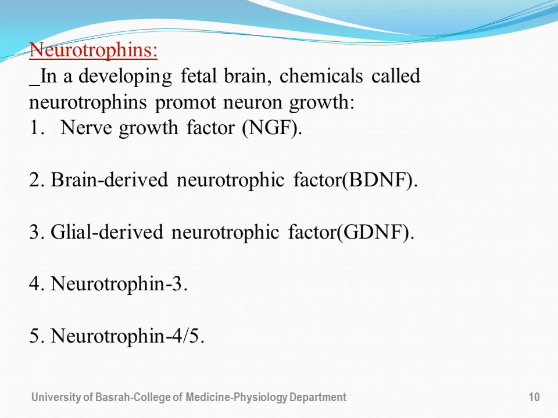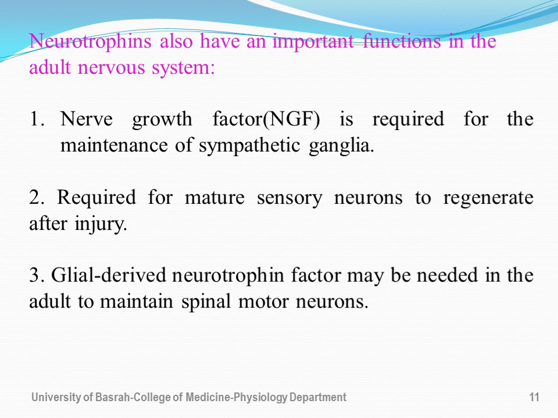Now, we talk about the neurotrophins اللي هي عبارة عن chemicals presented in the developing fetal brain, and also they found that these chemicals are also presented in the brain of the adult. We have 5 types of the neurotrophins: nerve growth factor, وعندنا brain derived neurotrophic factor, وعندنا glial derived neurotrophic factor, وعندنا neurotrophin 3 وعندنا neurotrophin 4/5.